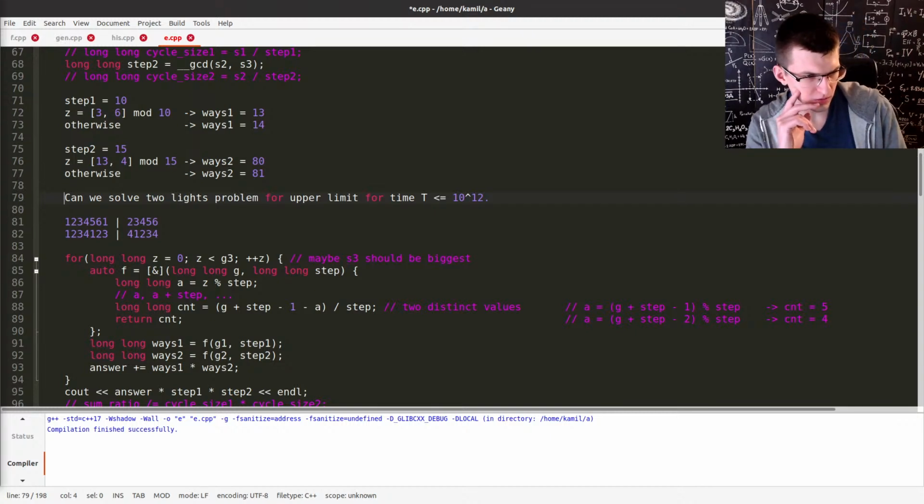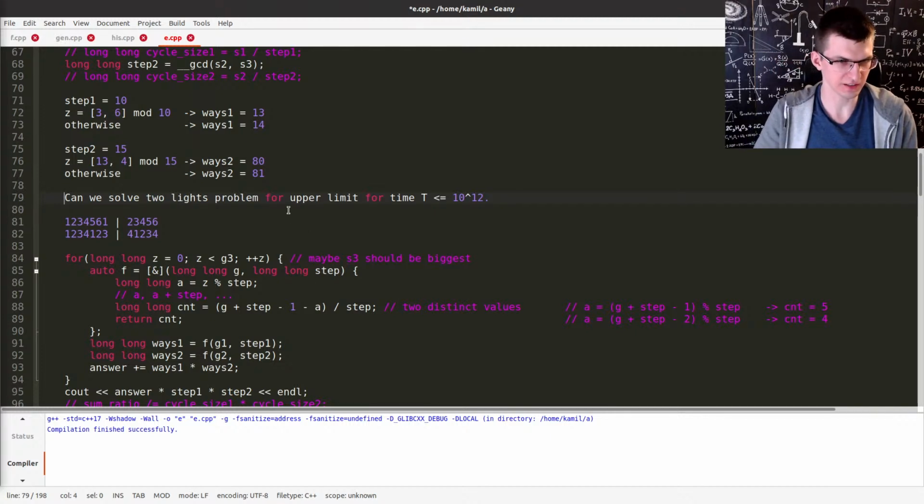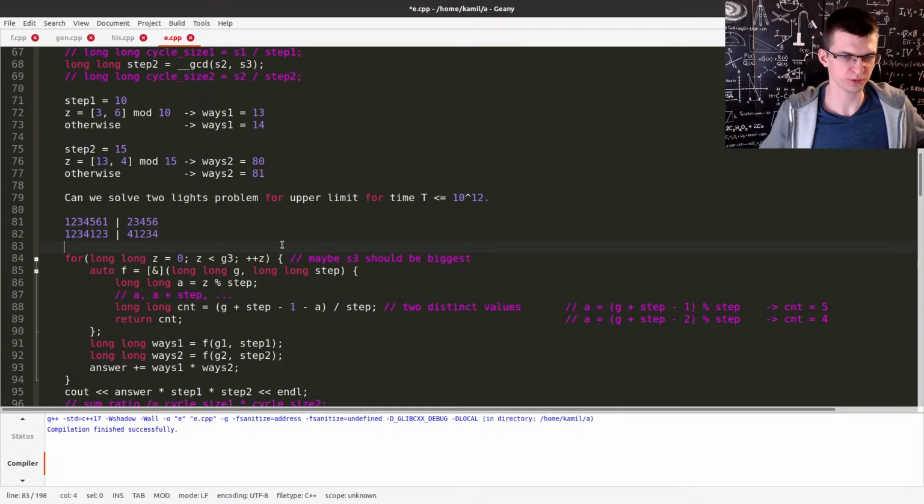The tutorial mentions that we can solve 2 lights up to 10 to the 12. Do we? So it's exactly this, and it says that we need to run this 4 times. If yes, then that's great. Then I move towards the solution.